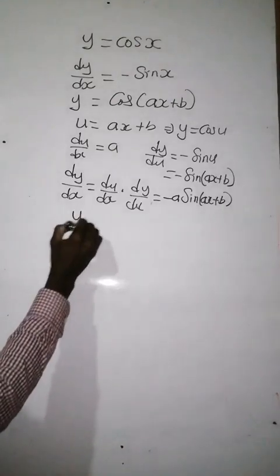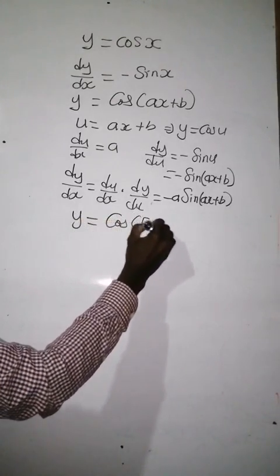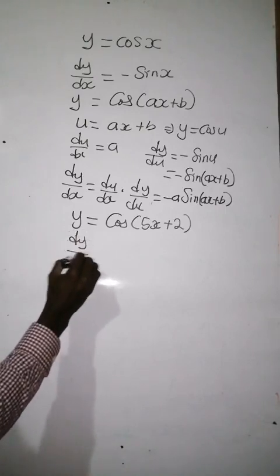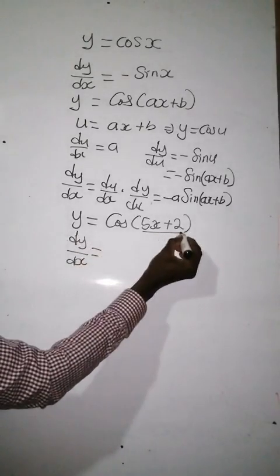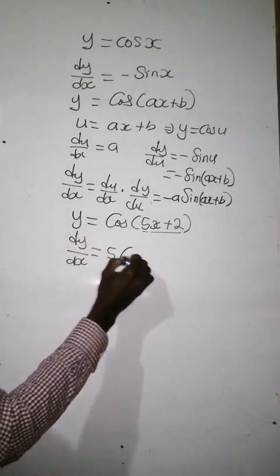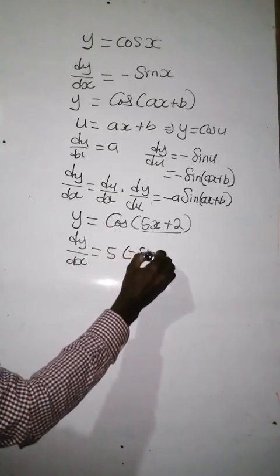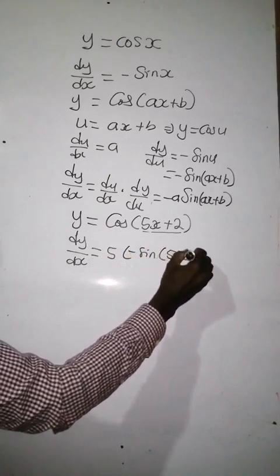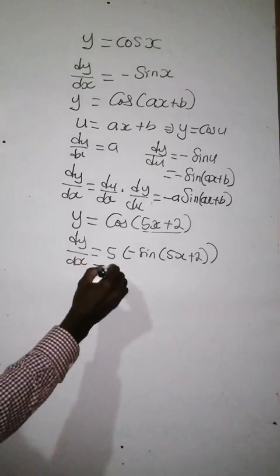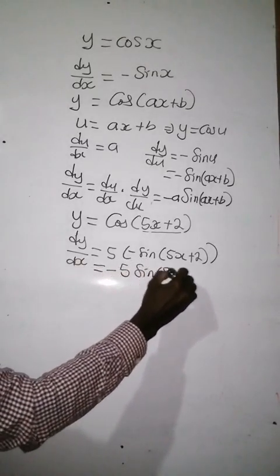Now, let's take examples on this. If I have, for example, y equals cosine of 5x plus 2, then dy/dx will simply be, I'll take 5x plus 2 and differentiate it with respect to x. I'll get 5. Then I will differentiate cosine of the whole angle. That gives me negative sine of the whole angle. So here, dy/dx is simply minus 5 sine of 5x plus 2.